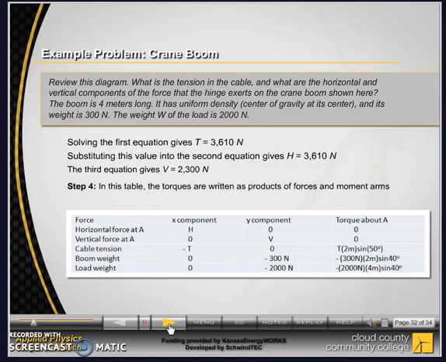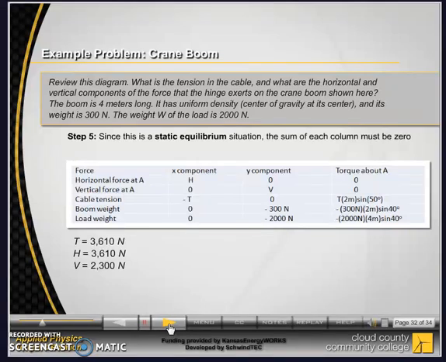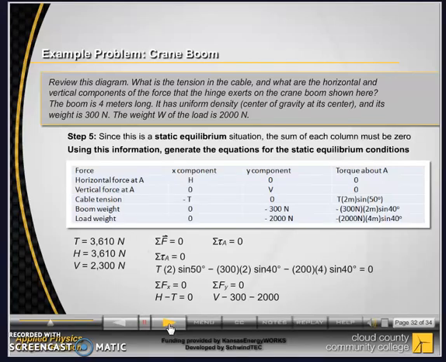Step 4. In this table, the torques are written as products of forces and moment arms. The counterclockwise direction is taken to be the positive direction for the torques. Step 5. Since this is a static equilibrium situation, we want the boom to remain at rest. The sum of each column must be 0. Using this information, we generate the equations for the static equilibrium conditions.